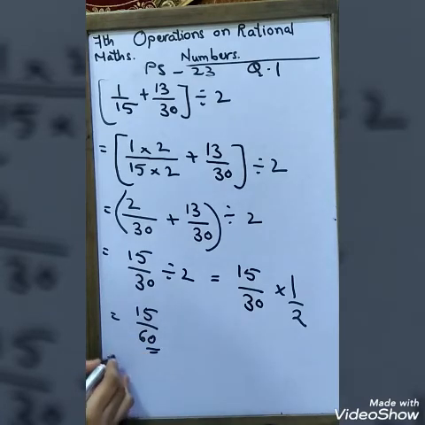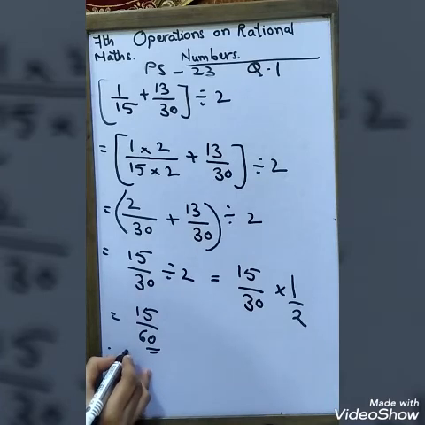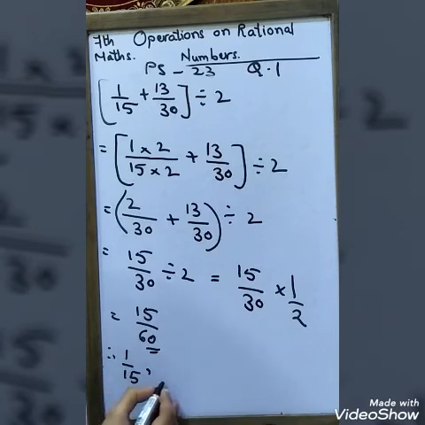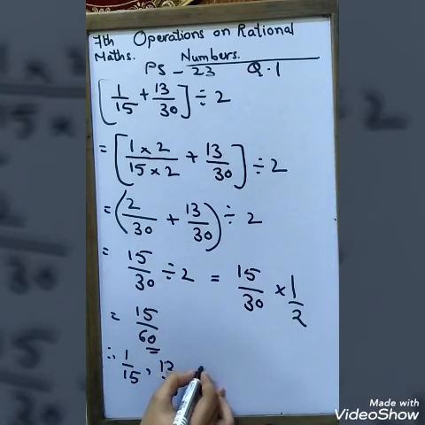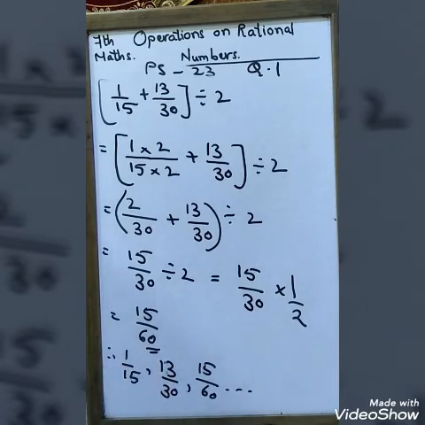So therefore 3 numbers are 1 upon 15, 13 upon 30 and 15 upon 60. Like this way we have completed our third sum also. Now this much we have completed.